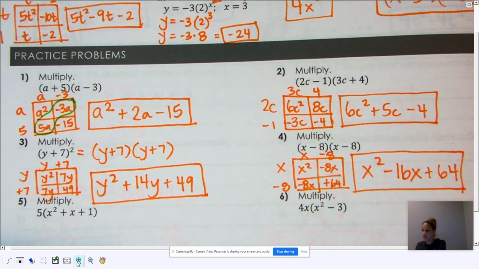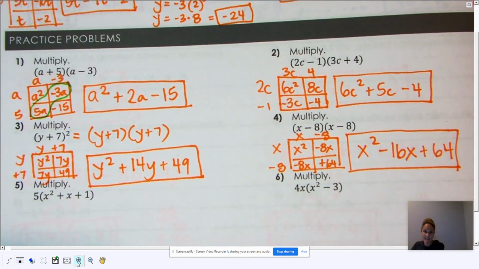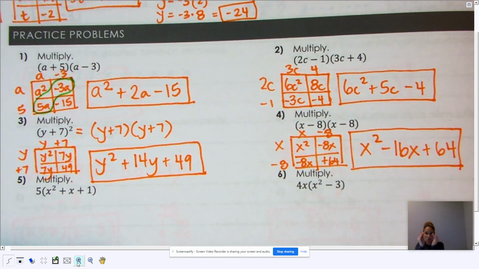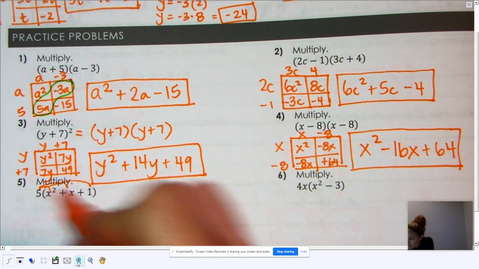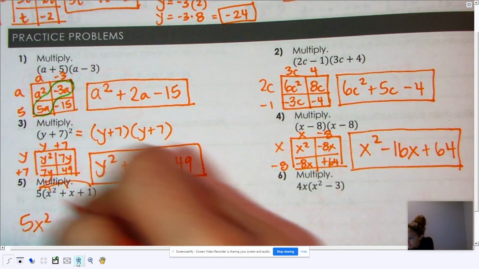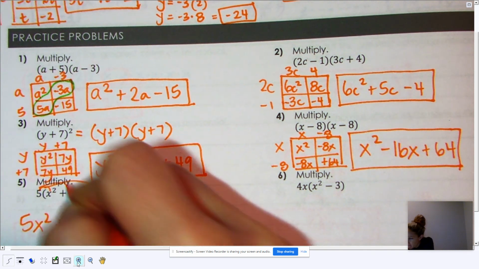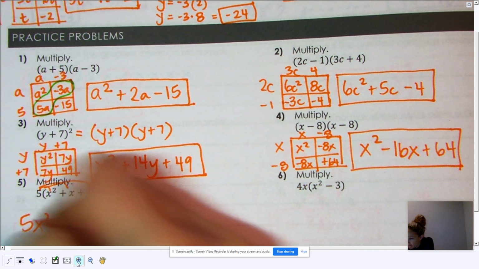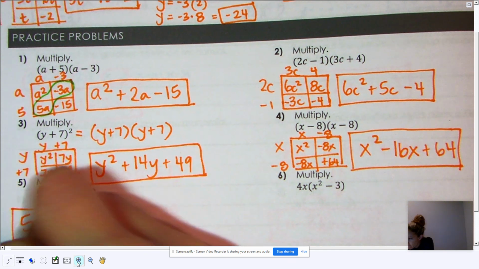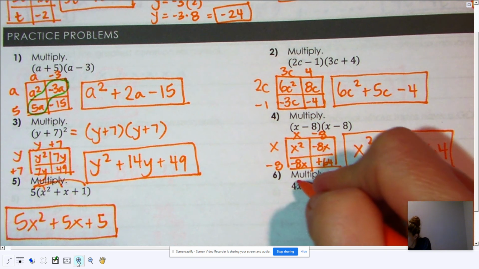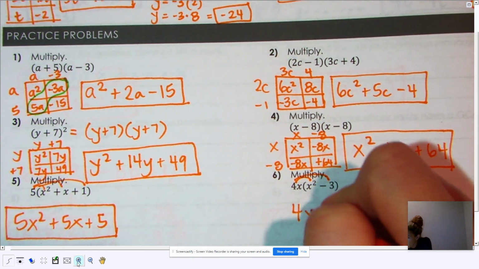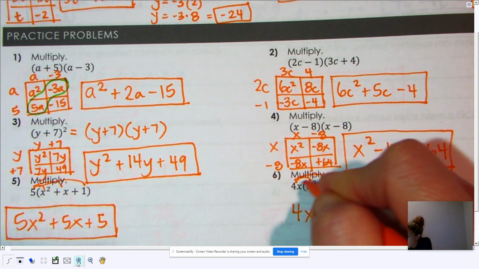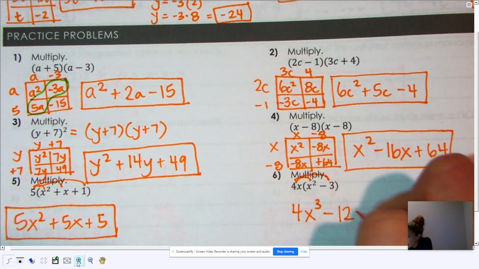Okay, question number 5. This is a lot easier to multiply, right? Because there aren't 2 things being multiplied by 2 things. It's 1 being distributed to 3 different things. So I'm going to go 5 times x squared, 5 times x, and 5 times 1. Okay, then I'm going to do 4x times x squared, 4x times negative 3. So I have 4x to the third, and 4x times 3 would be 12x.